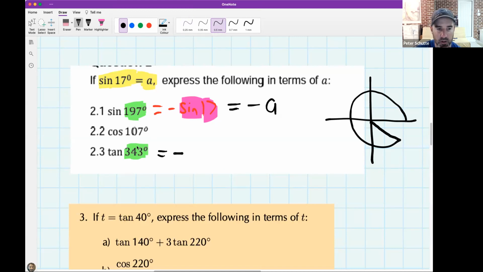But how far is 343 from the nearest horizontal? Well, good news is it's just 17 away, because this whole big angle was 343. And so this is going to be minus the tan of 17, which actually, again, is going to give you the answer of minus a. Okay, so that's the basic idea that I want you to use.